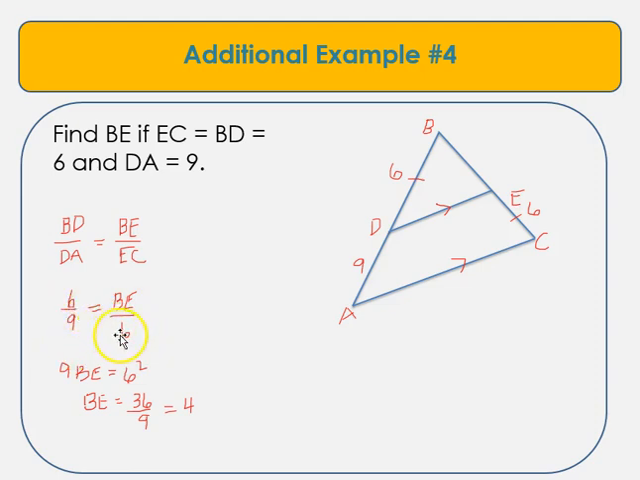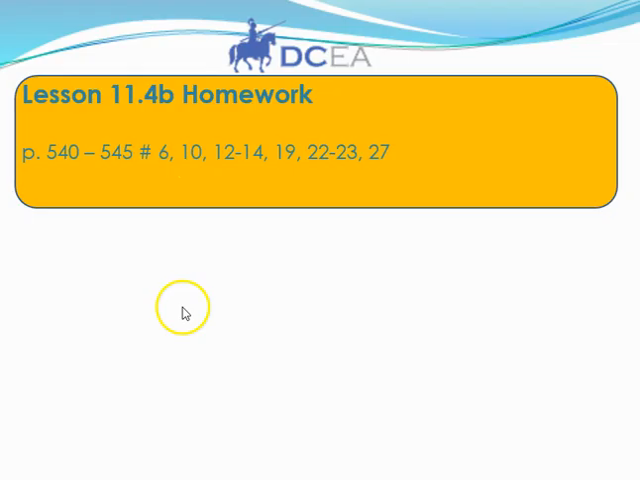You can see this is a geometric mean, so we'll end up with a squared number here, and 9 times BE is 9BE equals 6 squared, which is 36. So if we divide both sides by 9, BE equals 36 divided by 9, which equals 4. So that was fairly simple. Just make sure you're setting up your proportion in the right order.